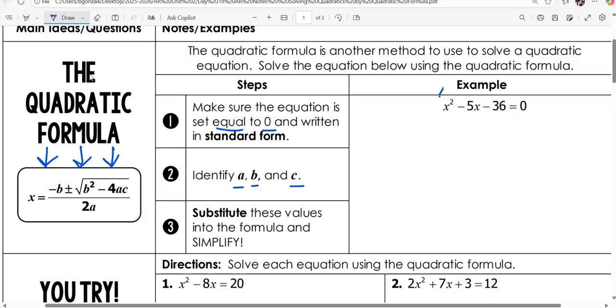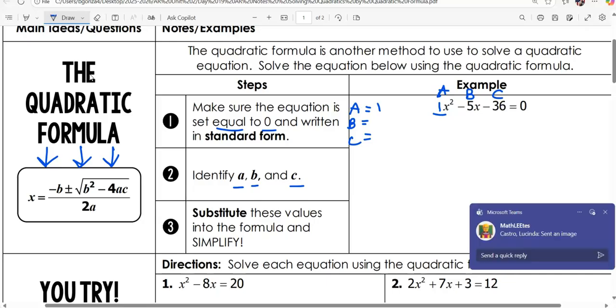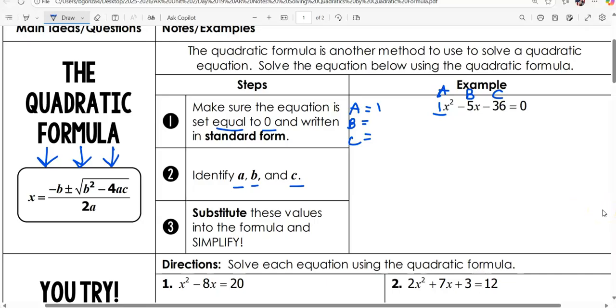Y'all remember that A is right here, B is right here, C is right here. Let's figure it out. What is A, B, and C on this example that is equal to 0? No number means 1. There's an invisible 1 there. B is in front of the X right here. It's not just 5, it's negative 5. Y'all see that negative sign? And then the C is 36, but not just 36, negative 36.